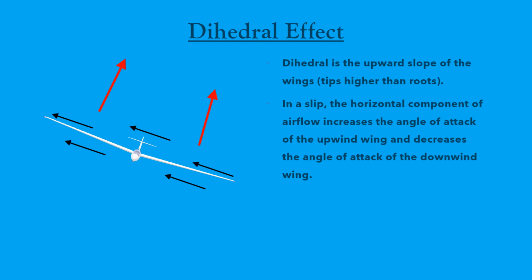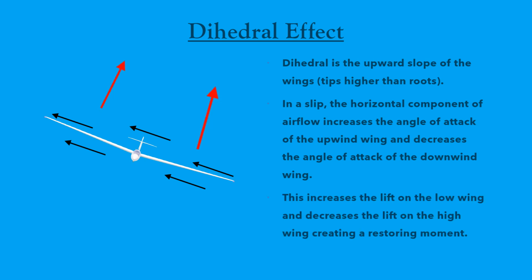So with an aircraft with dihedral, that horizontal component of the airflow tends to hit the bottom of the upwind wing, and it tends to hit the top of the downwind wing. So the angle of attack gets increased on the upwind wing and decreased on the downwind wing. That changes the amount of lift so that the upwind wing increases in lift, the downwind wing decreases in lift, and that creates a moment tending to roll the wings back towards level.